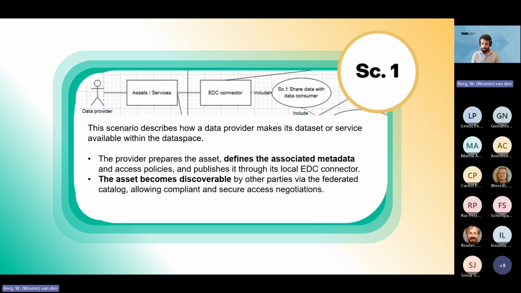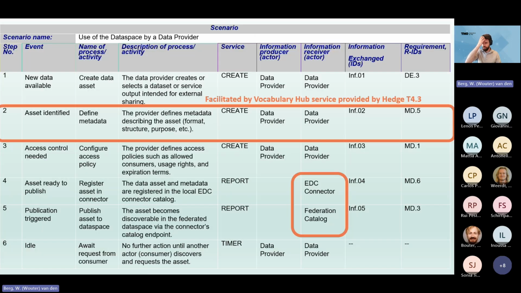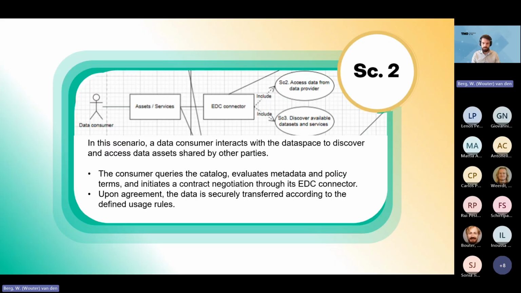But here is a more elaborate outline of the steps of this use case, the use of data space by a data provider. And you can see 6 steps. 1, new data available, so that's the starting point. The data provider is supposed to decide, select some data set or service to make available in the data space, and it ends at 6, called idle, which is awaiting request from consumer. So now you have set up shop, and it's time for, so to speak, waiting for the customers to arrive.